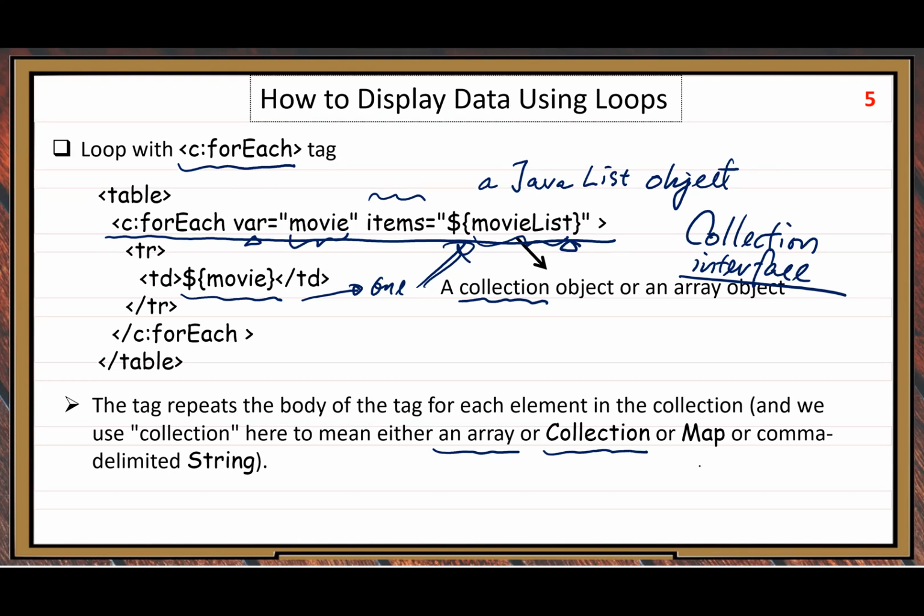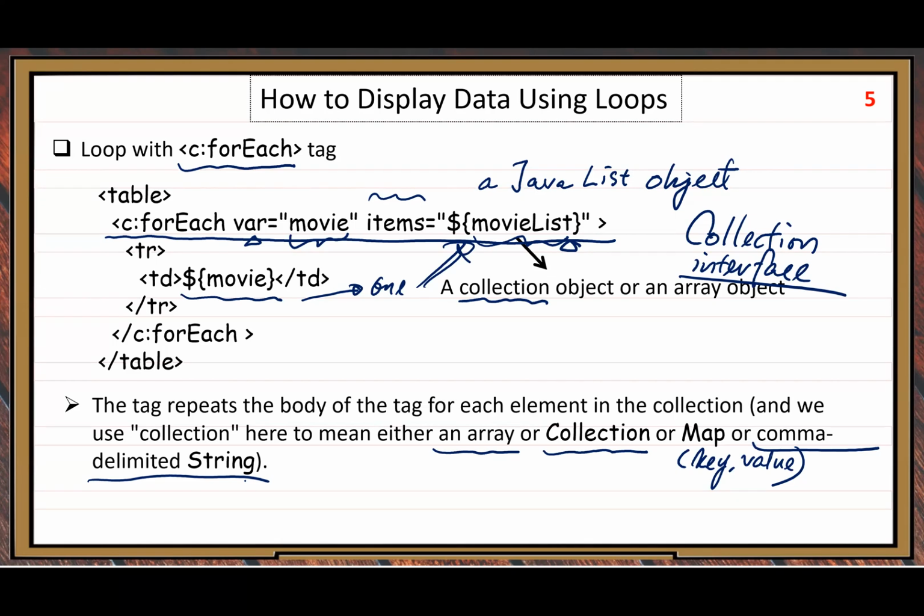Then map is another special container type Java class. You can drop data items into a map object. But map, we know, has a key-value pair structure. Or a comma delimited string: you can also treat it as a collection, a list of objects.